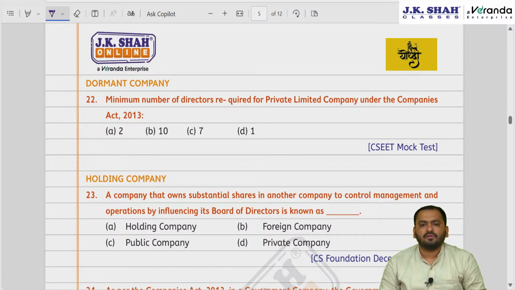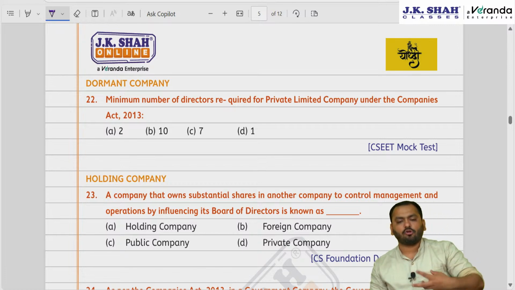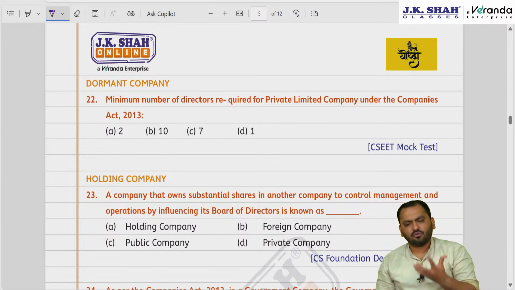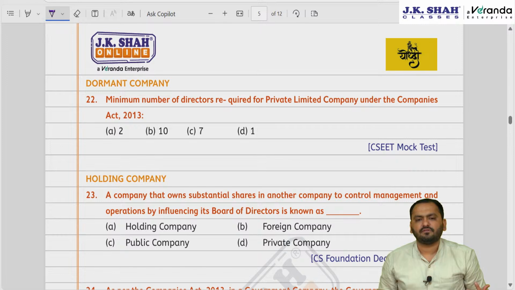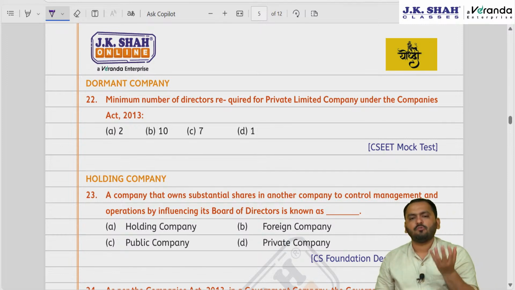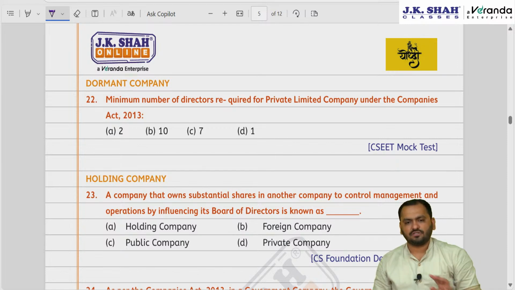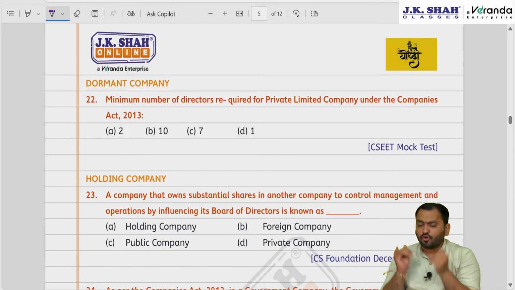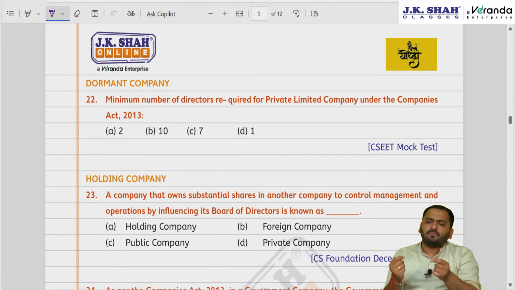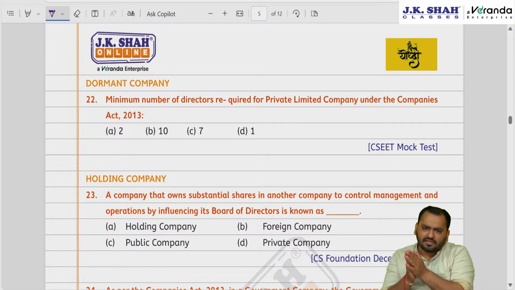What can you do? For example, you have incorporated a company today with some future goal, some future object. So now what to do if you want to remain inactive? Friends, if you want to remain inactive, you have to make an application to ROC. Before ROC strikes off your name, you go to ROC and tell ROC, please give me permission to remain inactive.